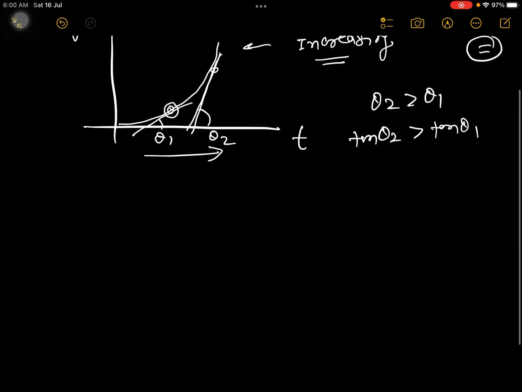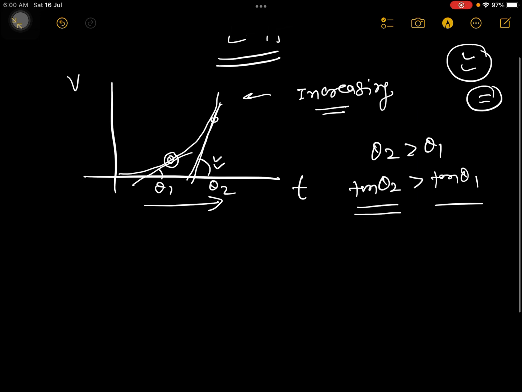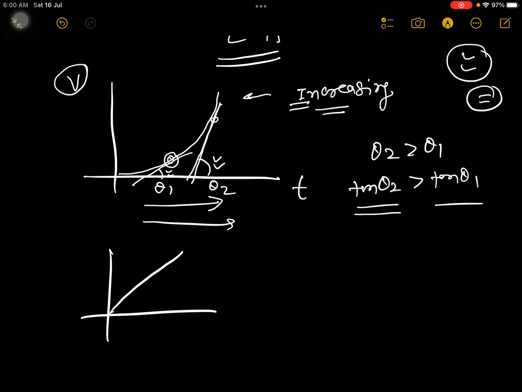Anyway, so tan theta 2 is more than tan theta 1, which means this slope is more than this. It means when you are moving in this direction, your slope is increasing. That's why the curve is increasing. It means your speed is not constant. In this case also your speed is not constant, right? In this case also speed is increasing, but in the second case your slope is constant. You draw the slope here, or here, or here, everywhere you have the same angle, but here the angle is increasing, and because the angle is increasing, it is an increasing slope, right?